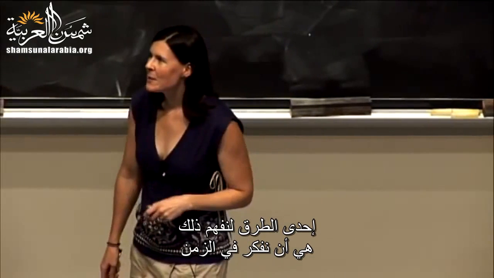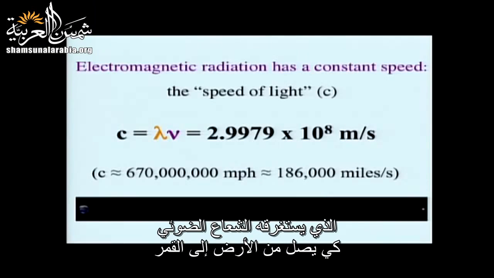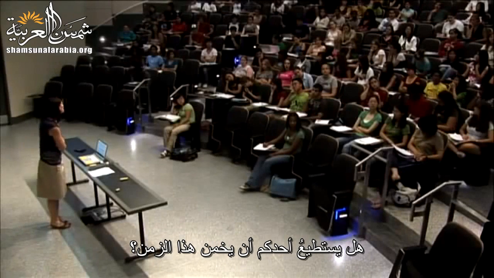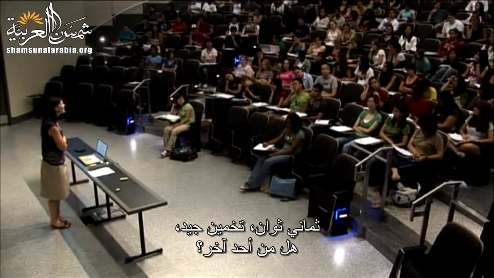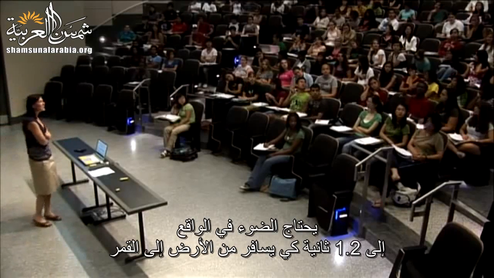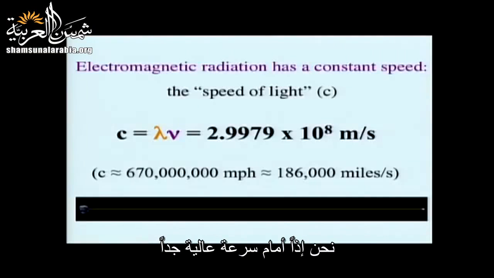So one way to put that in perspective is to think about how long it takes for a light beam to get from Earth to the moon. Does anyone have any guesses? 8 seconds, I'm hearing. That sounds good. Anyone else? Yeah, these are all really good guesses. So it actually takes 1.2 seconds for light to travel from the Earth to the moon. So we're talking pretty fast. So that's nice to appreciate in itself.